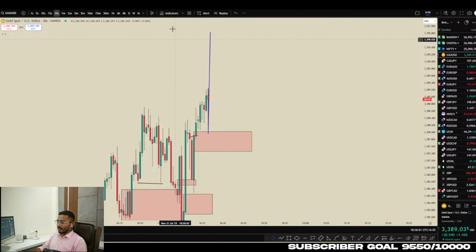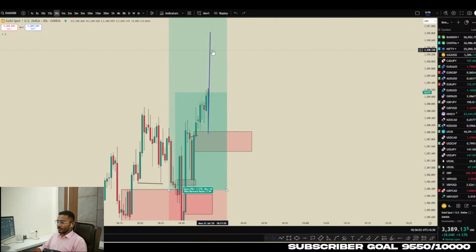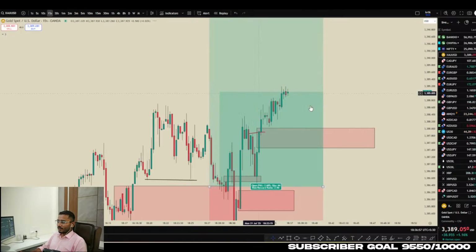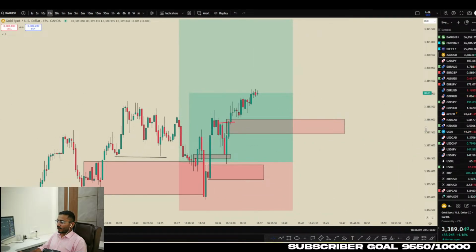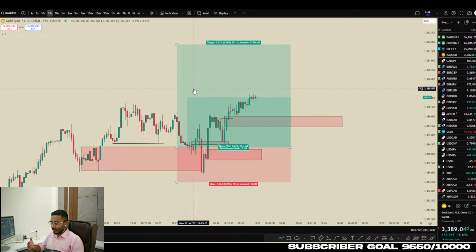And on higher time frames also we have to do this. It's the same on every time frame. It's not that 15 seconds is different from 5 minutes or 15 minutes. It's literally the same on every time frame.